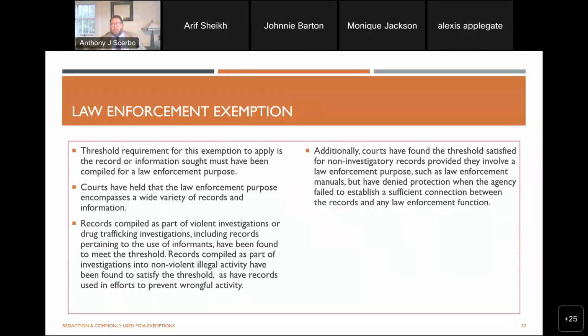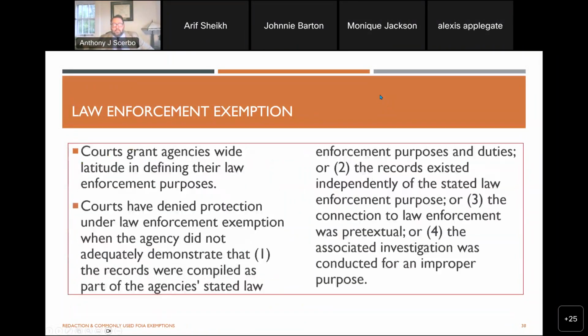Additionally, the courts have found the threshold satisfied for non-investigatory records, provided they involve a law enforcement purpose, such as law enforcement manuals. So again, the exemption would apply even in terms of information pulled in to create a manual, but they've denied the protection when the agency failed to establish a sufficient connection between those records and any law enforcement function. So again, this is a very broad exemption, broadly applied and construed by the courts, but there is, in fact, a requirement to establish sufficient nexus between the records and any law enforcement function.